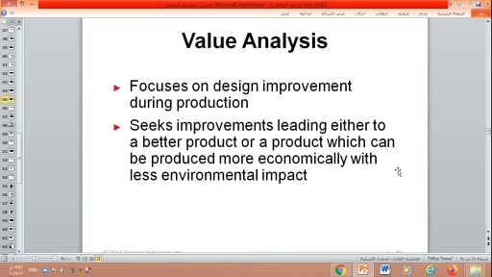The value analysis, which is another issue related to the product design, focuses on the improvement of the product design during the production process. It seeks improvements leading either to a better product or a product which can be produced more economically with less environmental impacts. Again, value analysis is a review of a successful product that takes place during the production process.